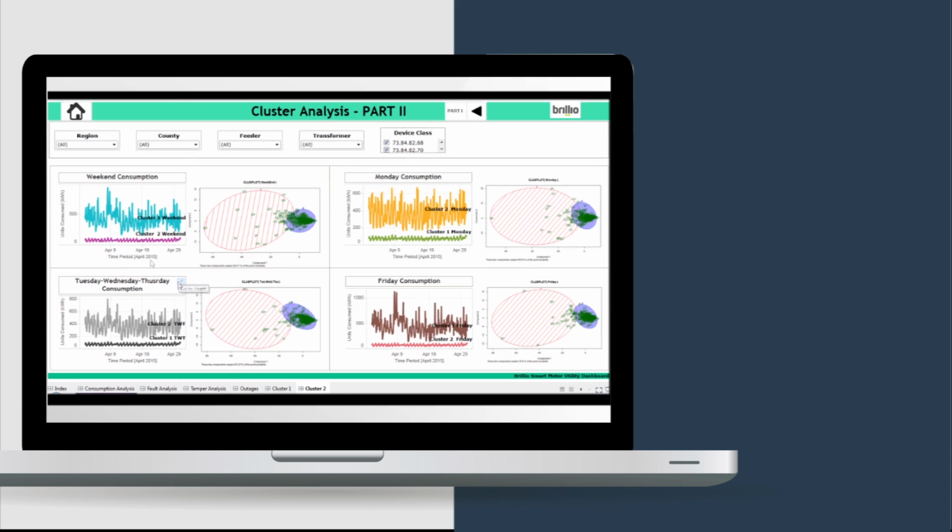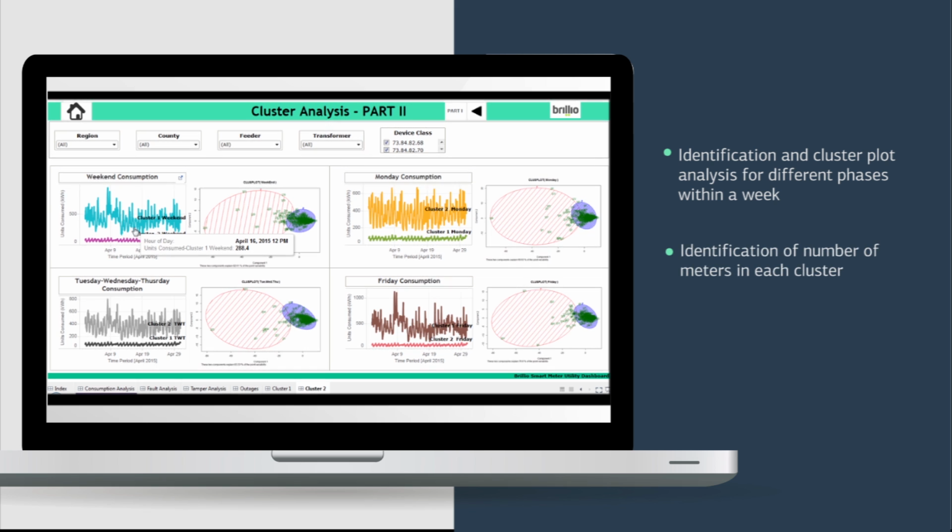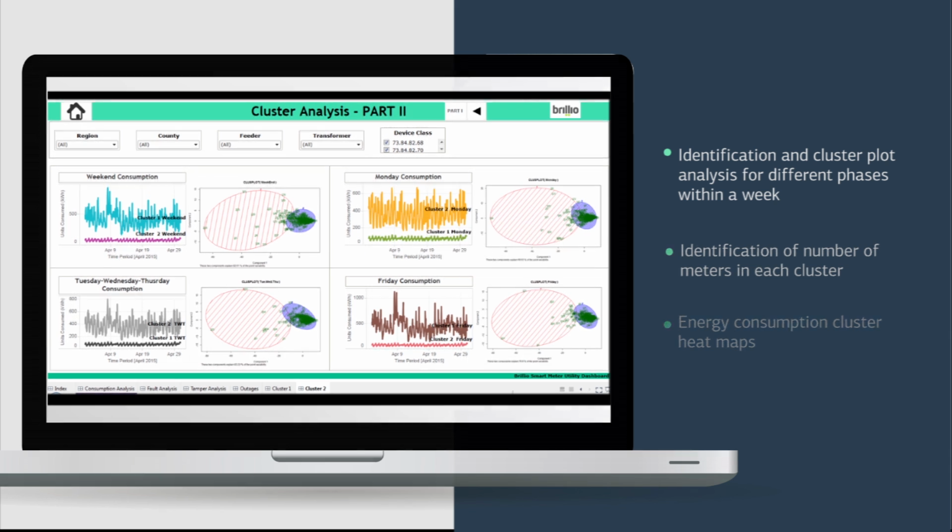The cluster analysis dashboards also help plot consumption patterns of individual clusters on a periodic basis and could be utilized by an electricity utility to plan its power procurement based on advanced forecasting models with high levels of accuracy.